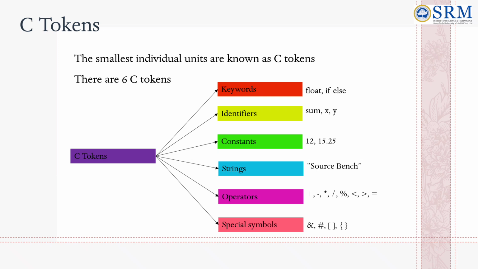The smallest individual units of a C program are known as C tokens. There are 6 C tokens, and they are keywords, identifiers, constants, strings, operators, and special symbols. Let's try to understand each one of them.